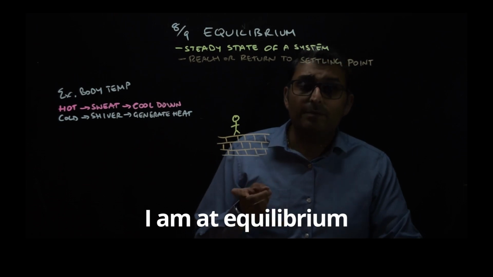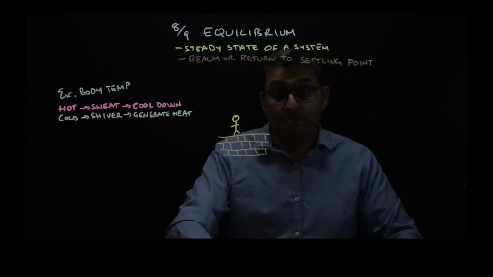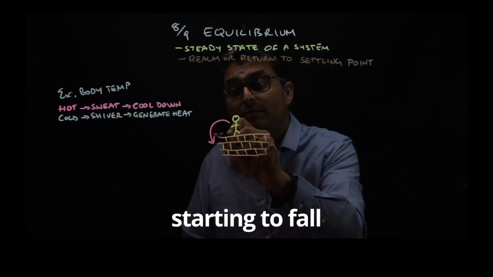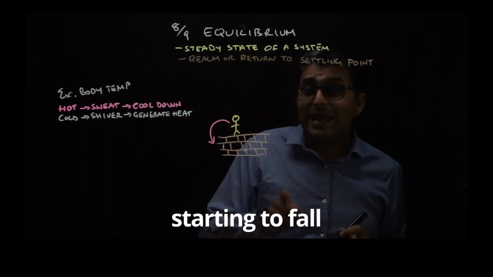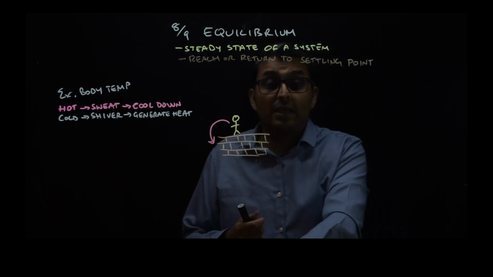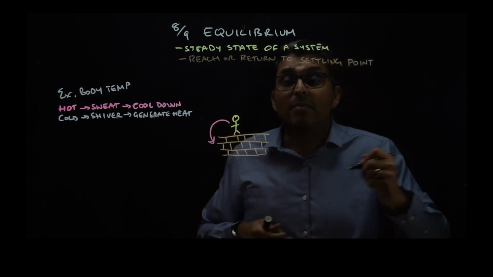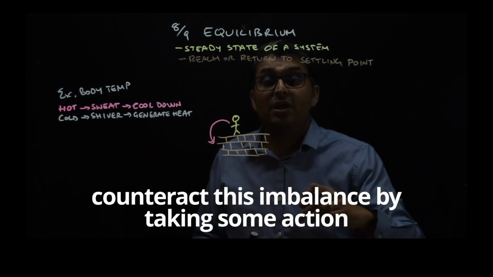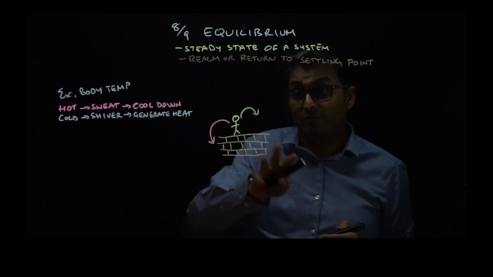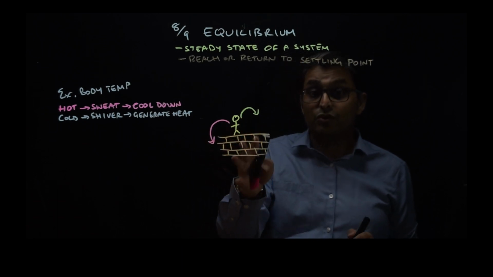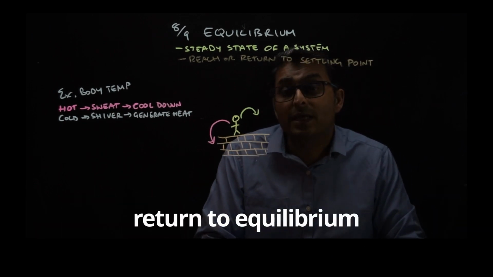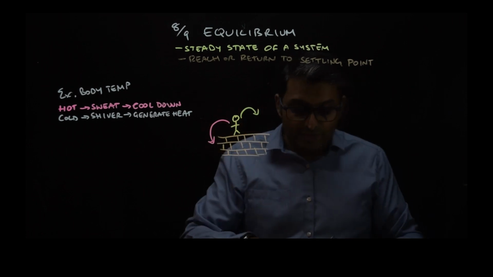Now, as I'm running, I start to lose my balance and I feel the sensation of starting to fall. I am now in disequilibrium. So what I try and do is counteract this imbalance by taking some form of action, such as trying to lean in the opposite direction to the one that I'm falling in order to try and return to equilibrium. Now, so that's one thing.